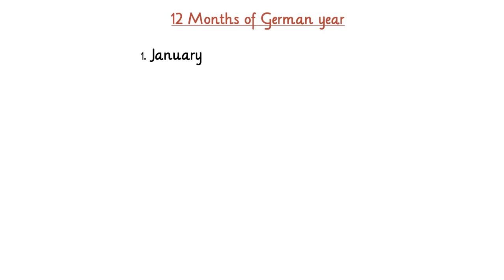The first month is January, as you all know, and in German we say Januar. Januar. It is not Januar, but it's Januar. The second one is February, and we call it Februar. Februar.